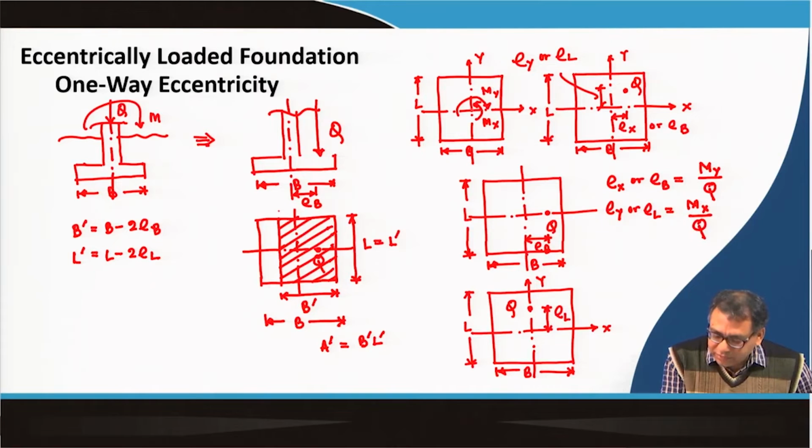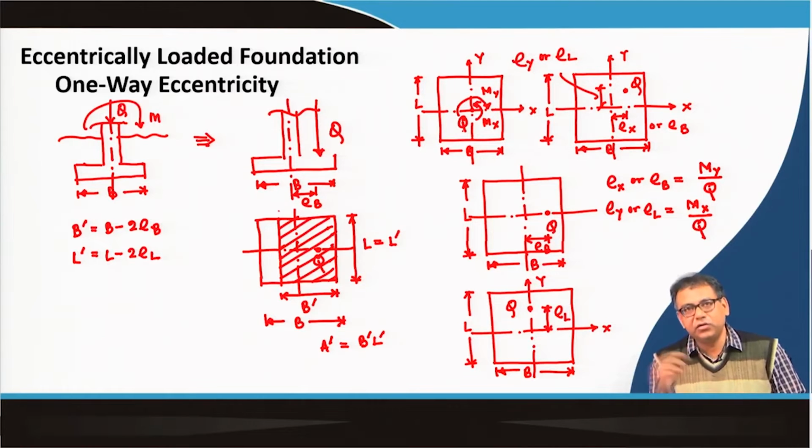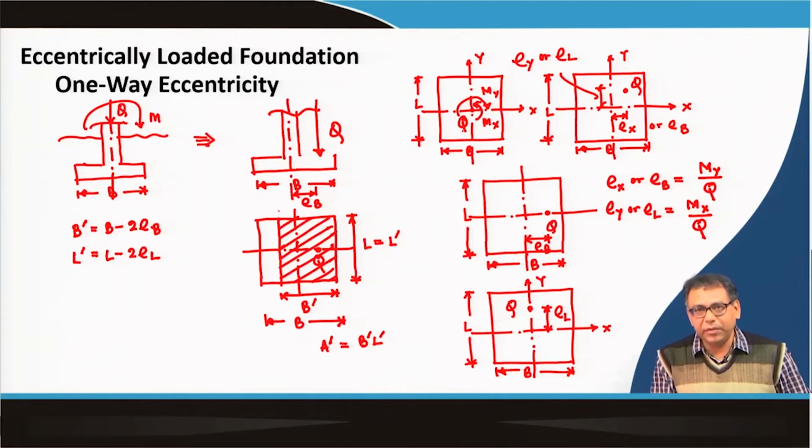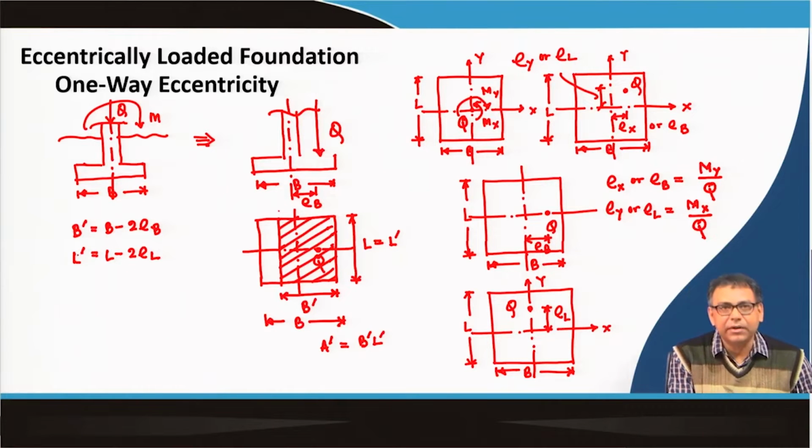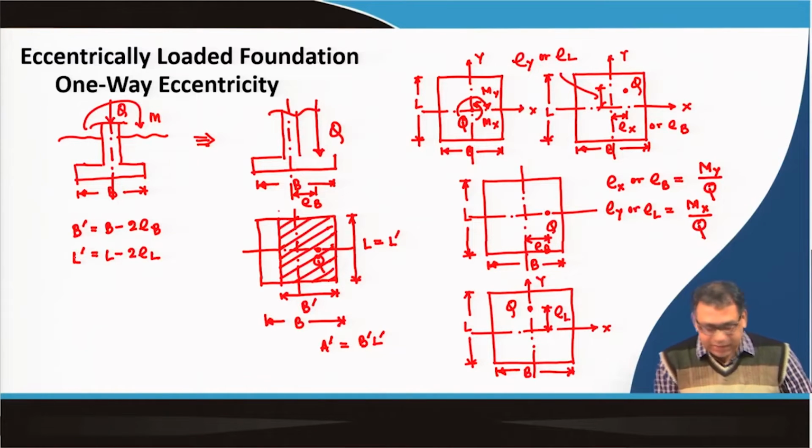Okay. So, q is also acting here, and two moments are acting. There can be two moments or one moment, because in one way eccentricity one moment is acting, in two way eccentricities both the moments can act. Okay. So, I can calculate E x and E b in this way, and then the effective length and width I can calculate by using these expressions. Now, this is in case of one way eccentricity where I can calculate b dash and L dash.